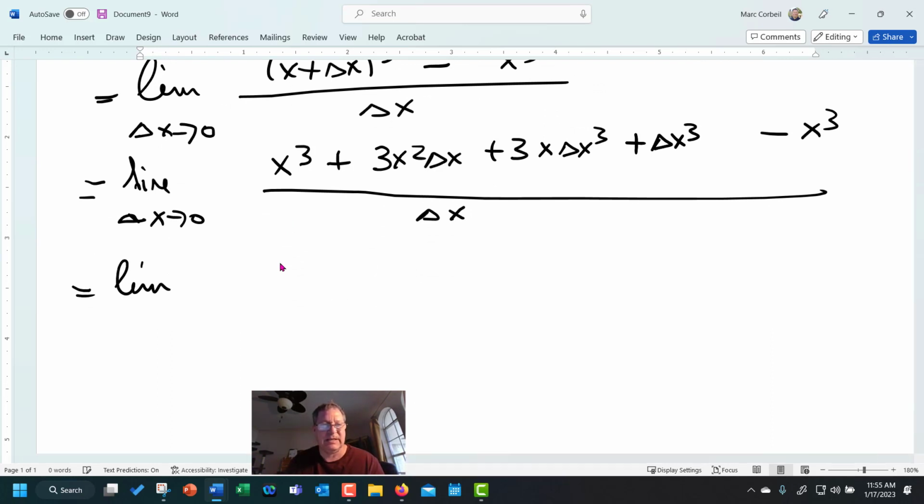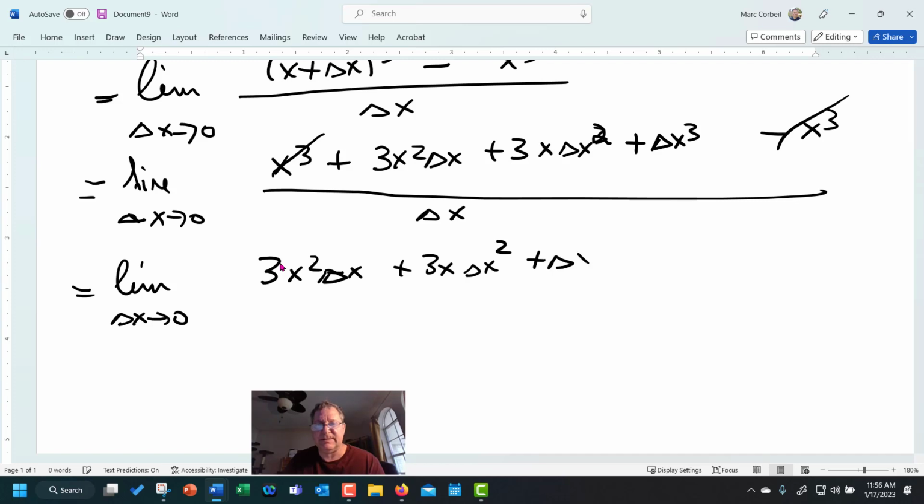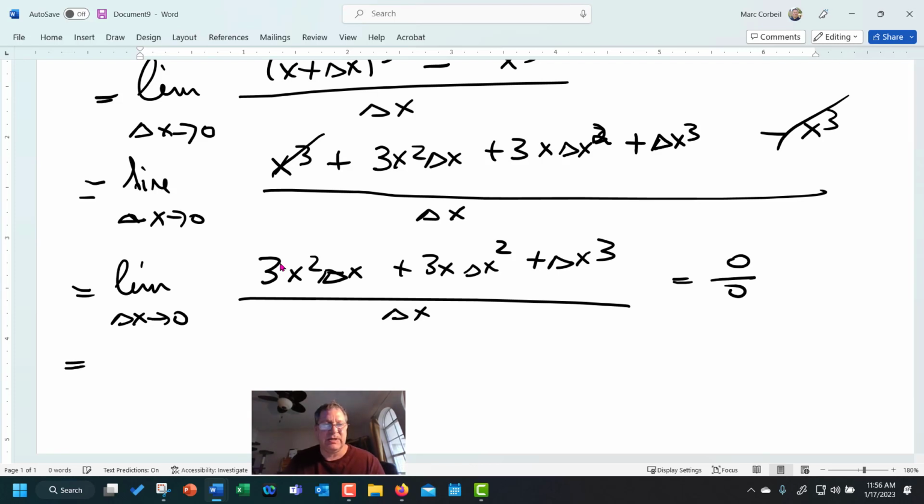Here is going to be the limit. Notice I keep writing that limit out. The x cubed always cancels out. I'm just left with 3x squared delta x plus 3x delta x squared. This should be a square. My bad. Plus delta x cubed over delta x. If we substitute in this, it's 0 over 0, so we have to do something else. So it's indeterminate. So I'm going to have to take a delta x out of the numerator.